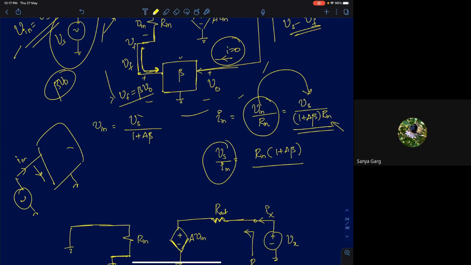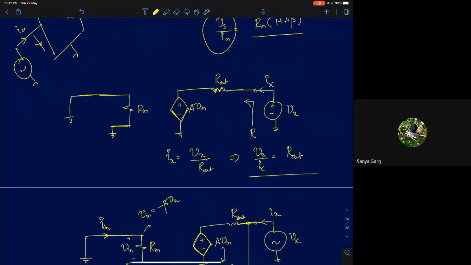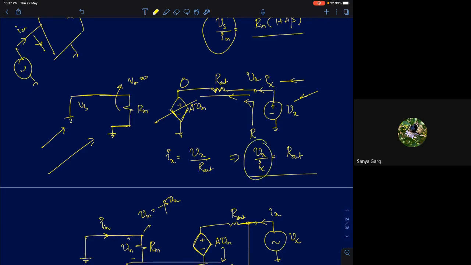The next part is to calculate the output resistance. Shown here is a setup for calculating the output resistance in open loop. I have short circuited the input voltage and I've applied a test voltage Vx and I'm measuring the current Ix flowing through it. If Vs is 0, V in is also 0. The voltage across this is also 0, so this node voltage is also 0. Therefore the current Ix is given by Vx minus 0 by R out. So Vx by Ix is R out. This is your open loop output resistance.